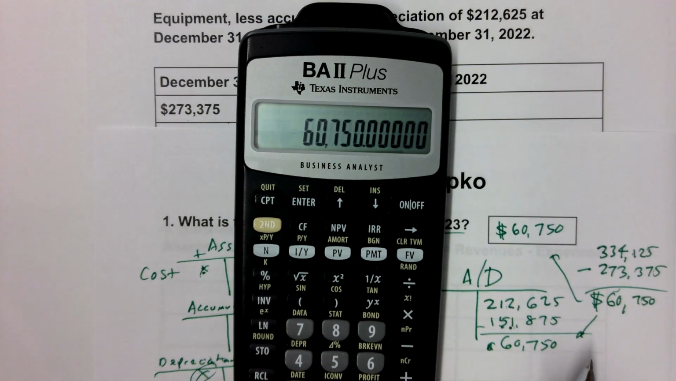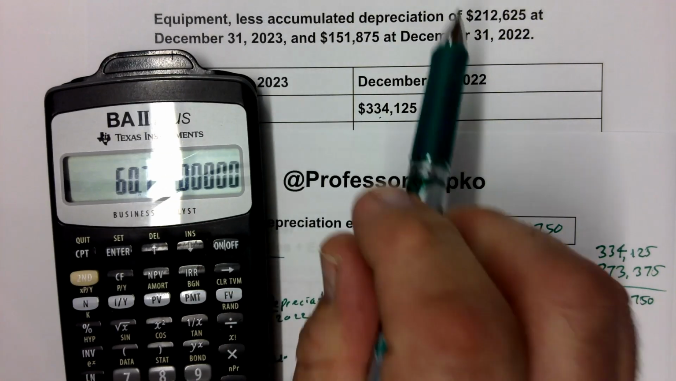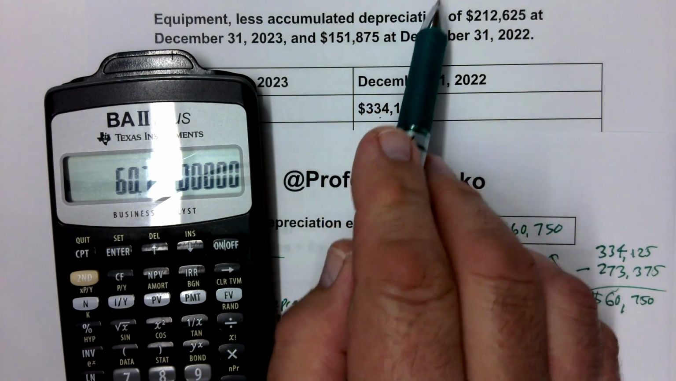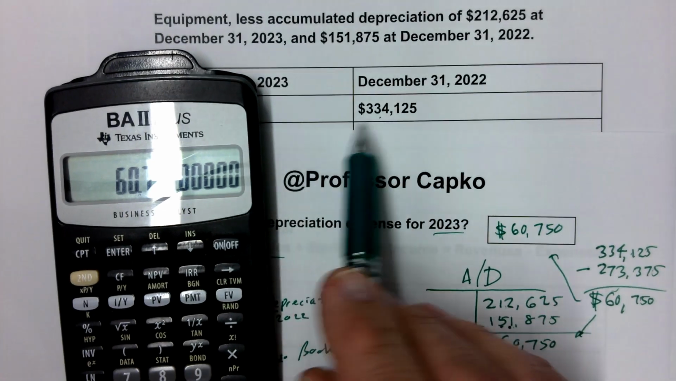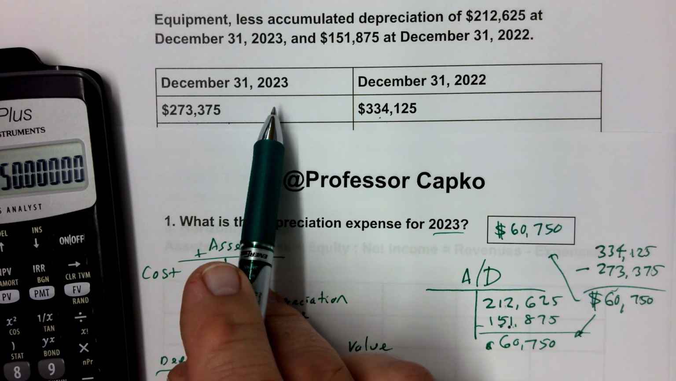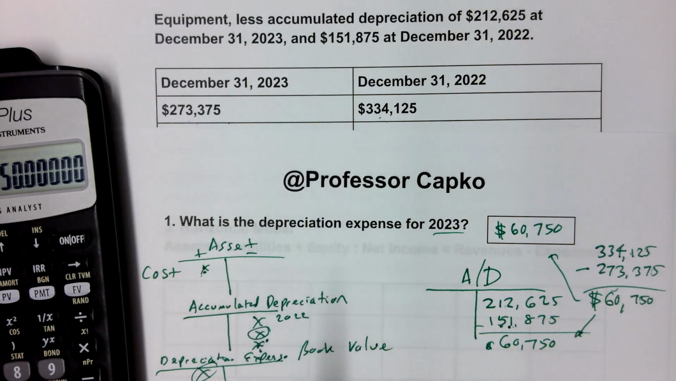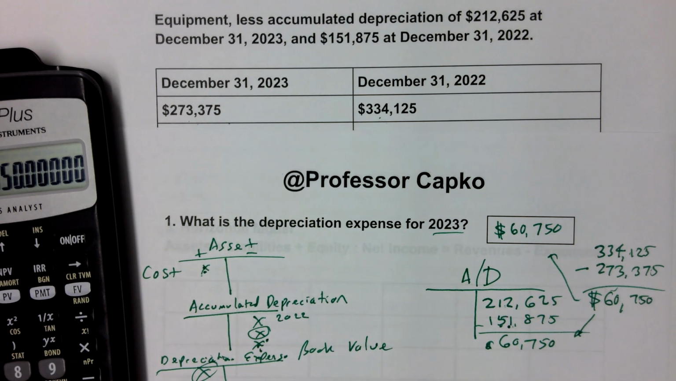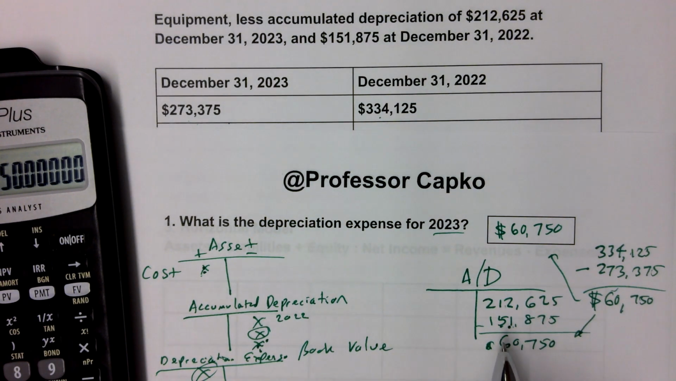Either way is fine. Sometimes you might not be given the accumulated depreciation amount, and you might just have the difference in the book value. Sometimes you might only be given the difference in the accumulated depreciation. So that way you've got two different ways you can find this. So that is how you answer the first part of this problem.